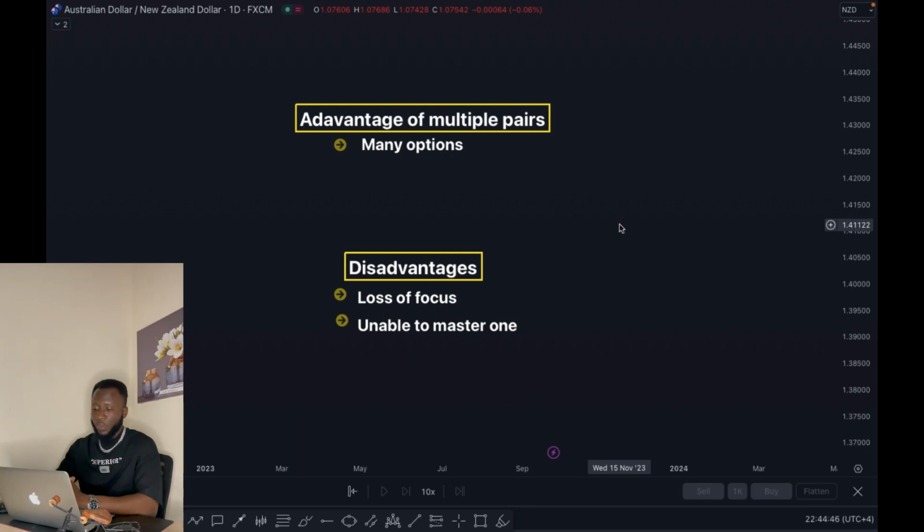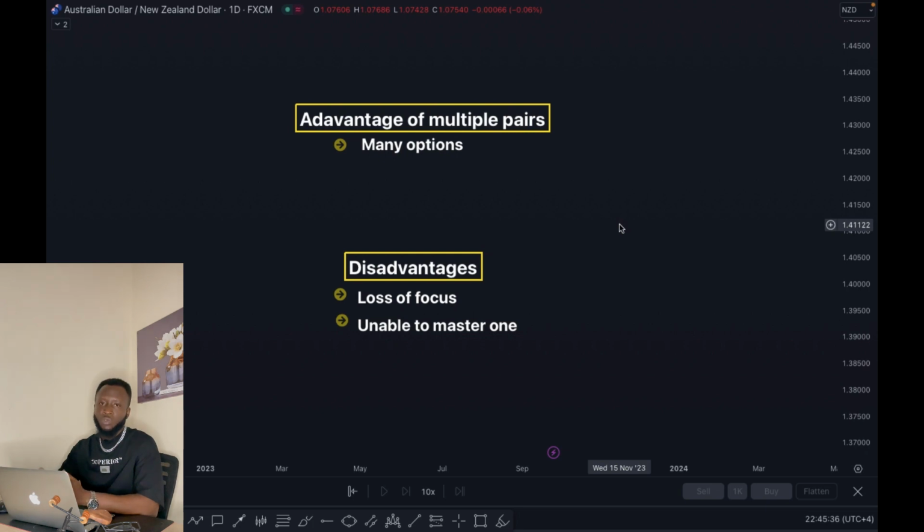So my second point is being unable to master the pairs, right? Because you are looking at a lot of pairs, it becomes difficult for you to know or understand how the pairs behave. Trust me, each and every pair in the market has its own unique way of playing out, right? How Euro USD moves is not the same as how AUD NZD moves, right? They all have different unique movements, right? So when you are looking at all these pairs at the same time, it becomes hard to master which pair moves like this and which pair moves like that, right?